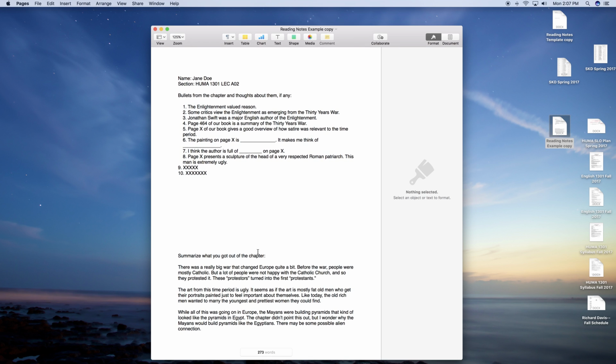Summarize what you got out of the chapter. It doesn't have to be entirely accurate here. You can misinterpret and not get penalized for it. Just, again, show that you tried to read it, tried to understand it.